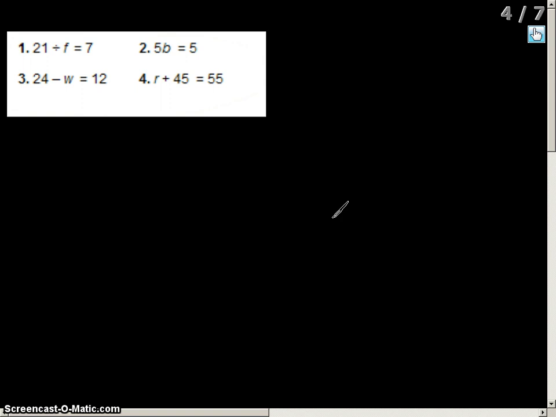Now what I'm going to do is look at 21 divided by f equals 7. I'm going to show you how this problem may look when you're doing it. Okay, so what I'm trying to figure out is when I take 21 and I divide it by a certain number, that means it's going to give me 7. I have to figure out what the value of f is. So 21 divided by what number will give me 7?